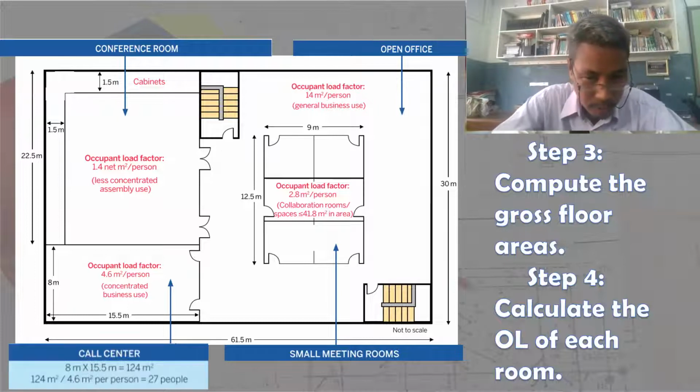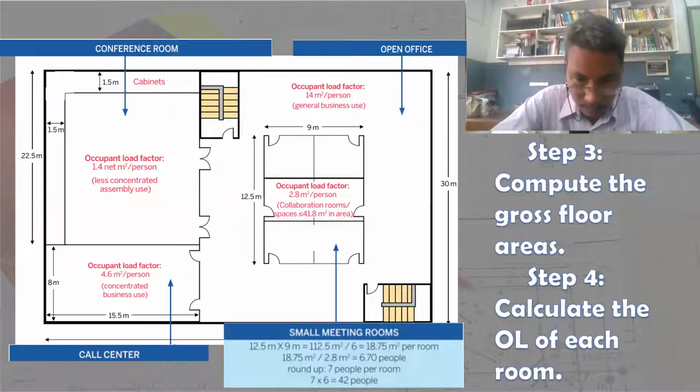Let's go to the third one, which is the call center room, where we have 8 meters by 15.5 meters, which is equal to 124 square meters. 124 square meter divided by our occupant load factor, which is 4.6, that is equal to 27 people. Okay, and lastly, on number 4, small meeting rooms, again we have 12.5 meter by 9 meter, which is the total footprint of all of the 6 meeting rooms. That is 112.5 square meter, divide by 6, so that we can have the area for 1 unit of meeting room, 18.75 square meter, which is less than, as we estimated from previous step, 41.8 square meter.